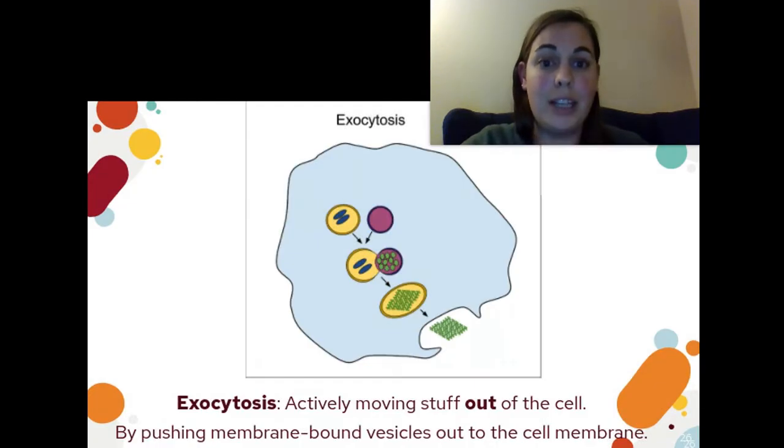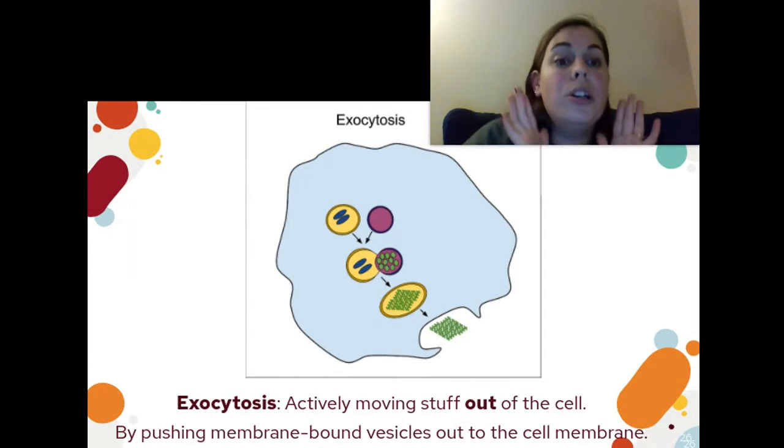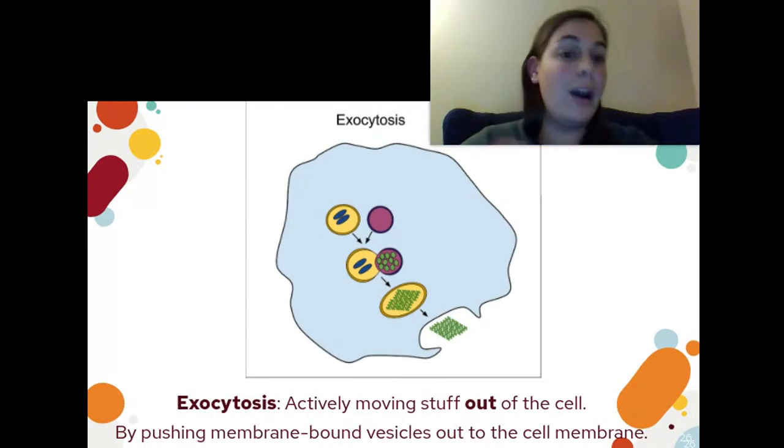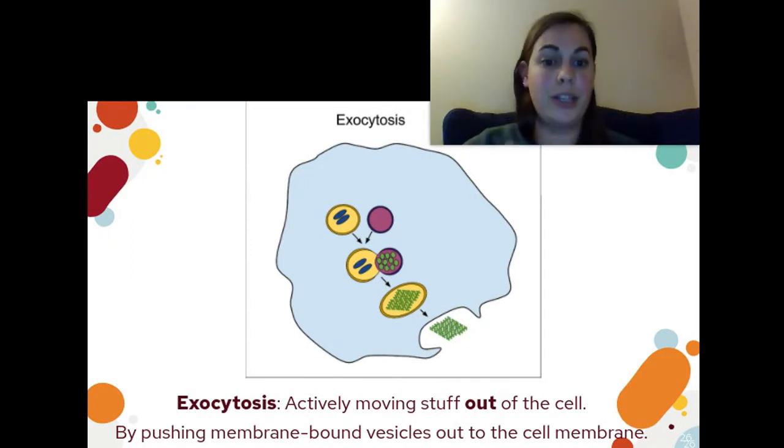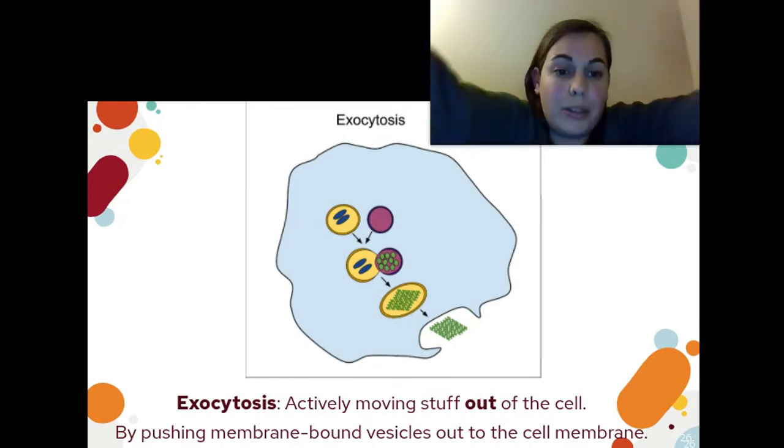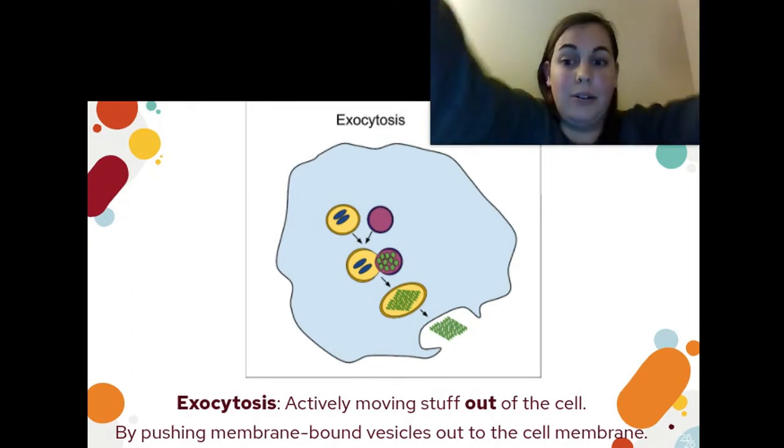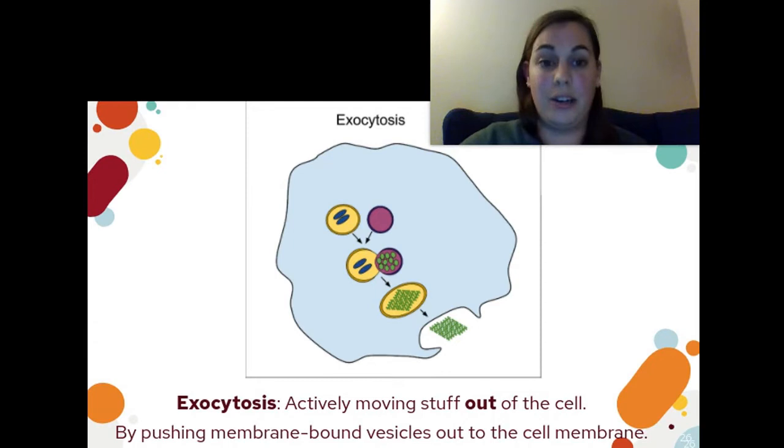The opposite of this is exocytosis. So when there's waste, it pushes stuff out of the cell. These vesicles move and merge with the outside and push it out. Both of those require energy.